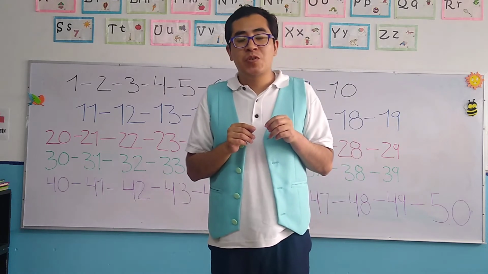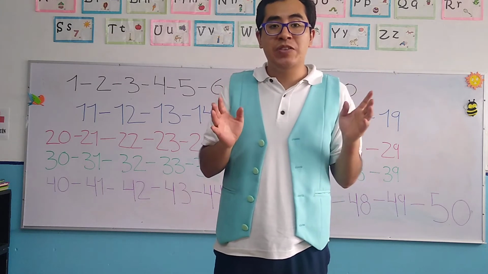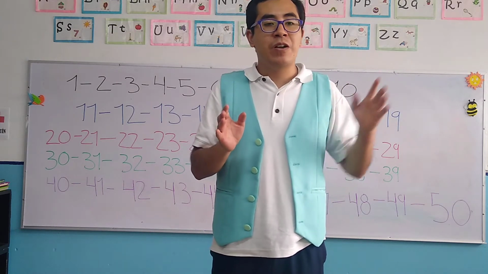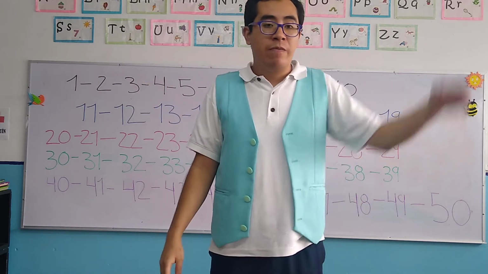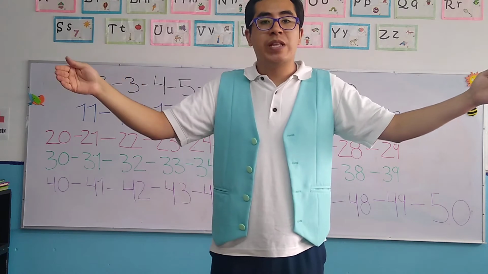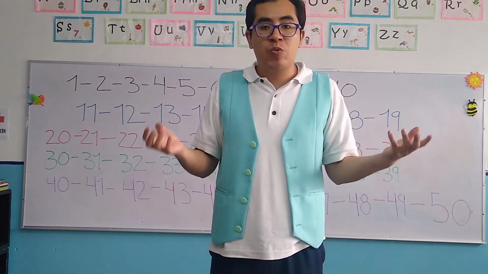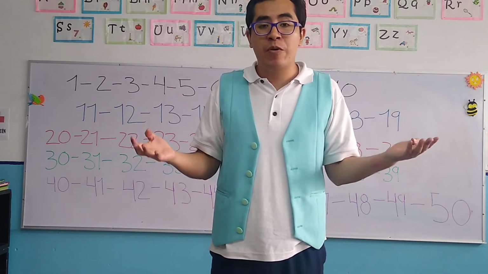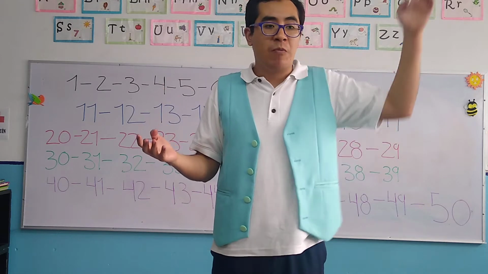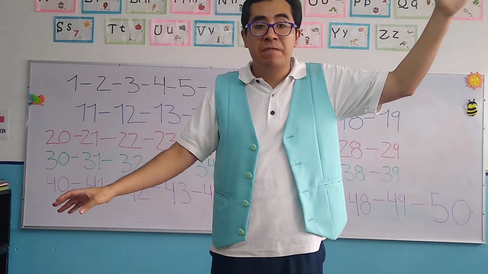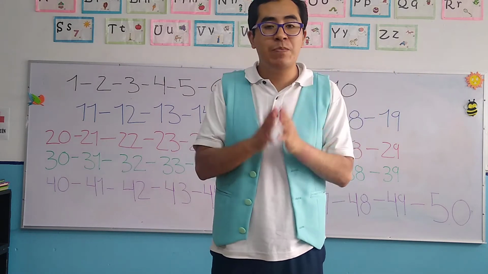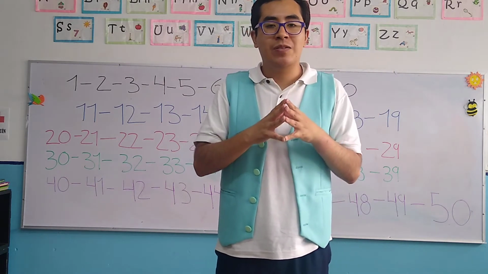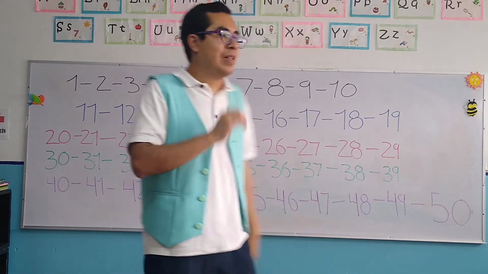Now, the numbers, we have already seen numbers in kindergarten from 1 to number 10, kinder 2 from 1 to number 20. Today, because we are already in pre-primary, we're going to start from 1 to number 50. Vamos a empezar de 1 al 50. Así es que es muy importante, chicos, que pongan atención, okay? So let's start with the class.